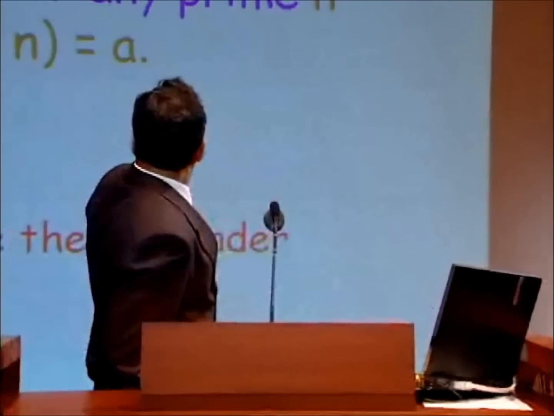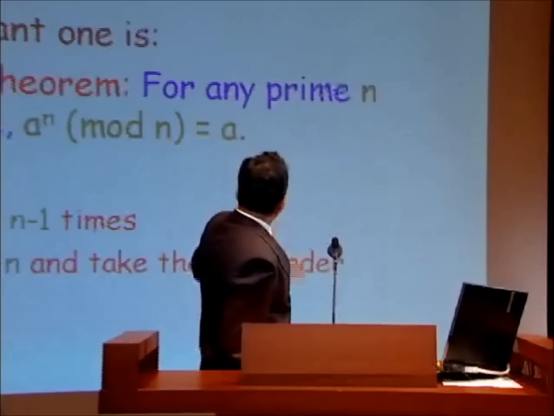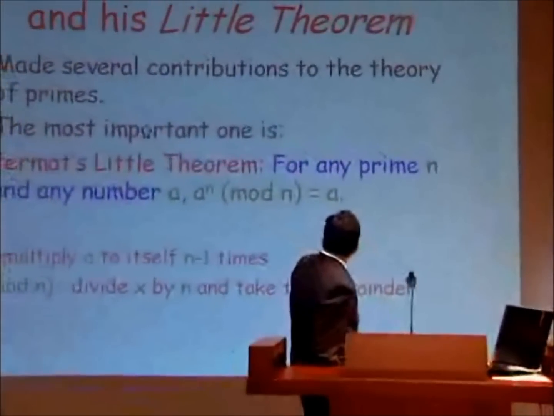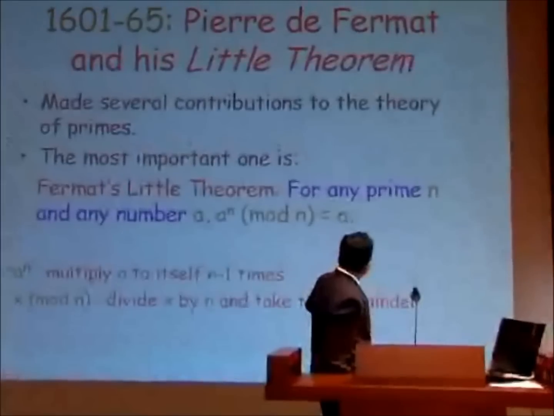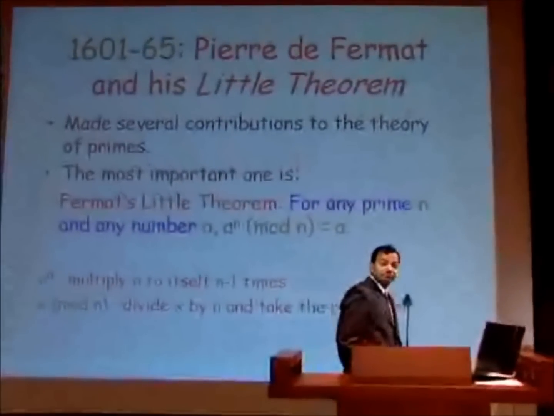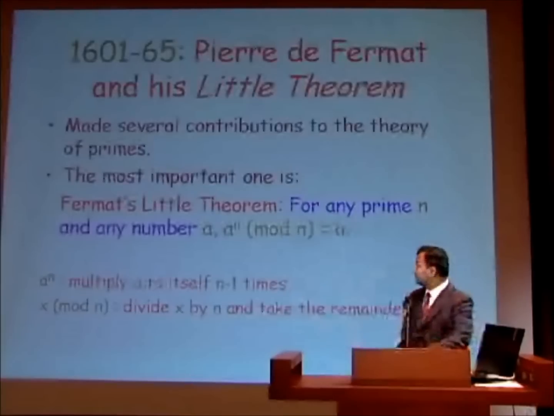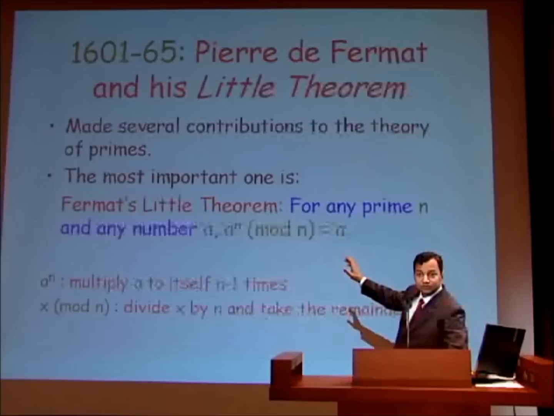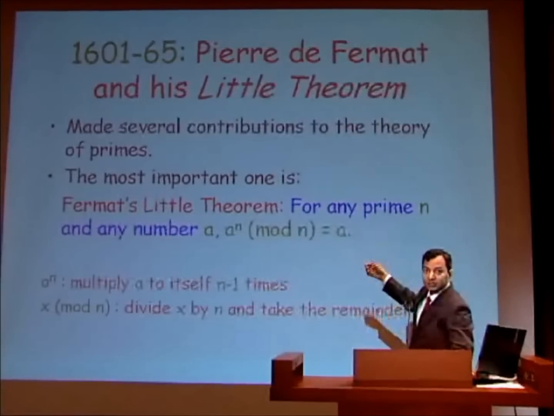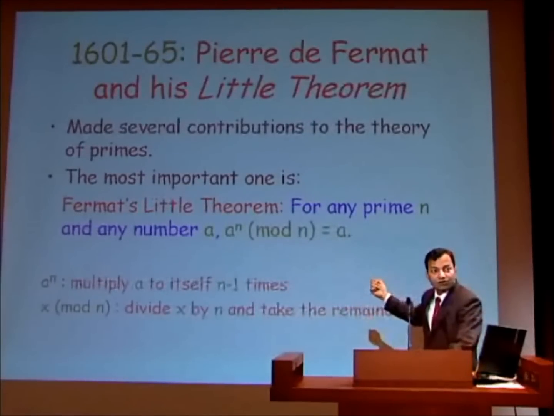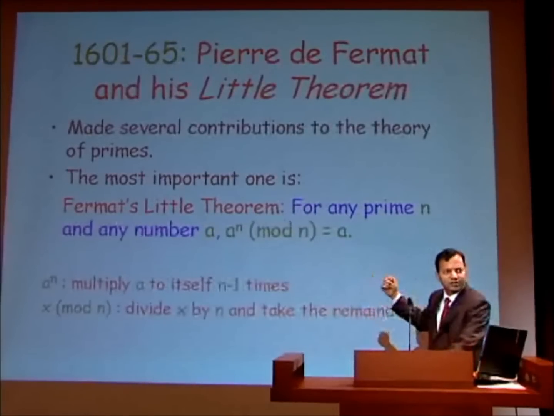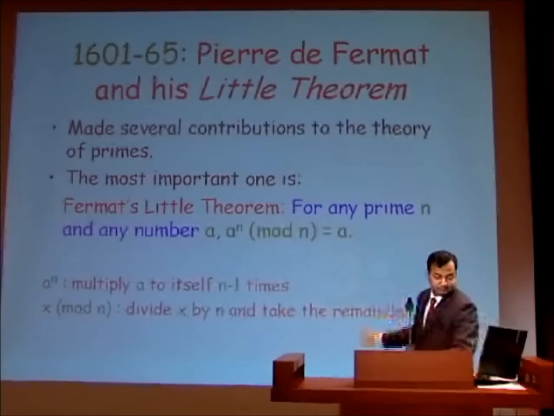The theorem says: take any prime number n, take any other number a, and compute a to the n modulo n. Get back the number a. It's really an amazing result. No matter what a is, no matter which prime n we choose, compute the nth power of a and take modulo n, which really means divide by n and take the remainder, and we get back the number a.